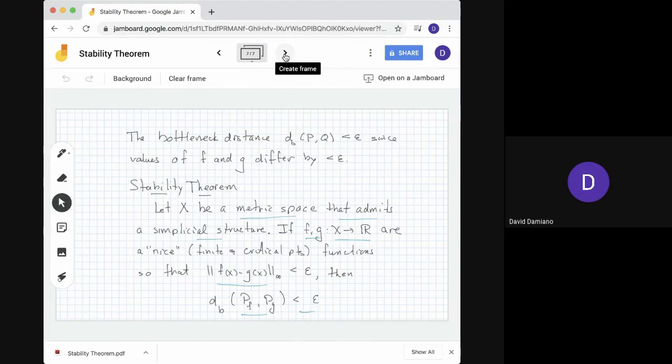There are different versions of this for different contexts, but they all have the same effect. That if the data that we use to create the persistence diagram is perturbed a small amount, the diagrams will change only by a small amount. You can think of this as something like a continuity theorem from data to persistence diagrams.